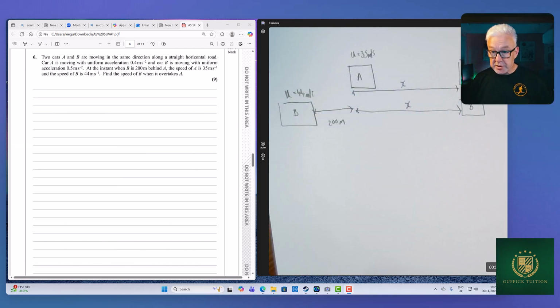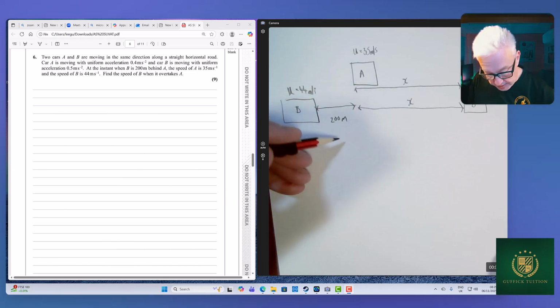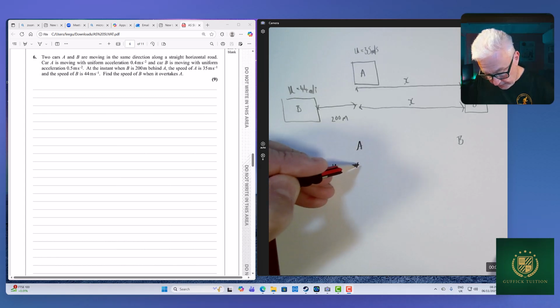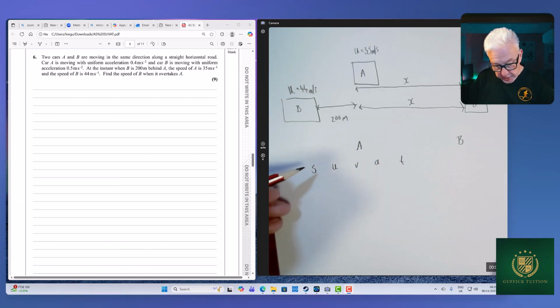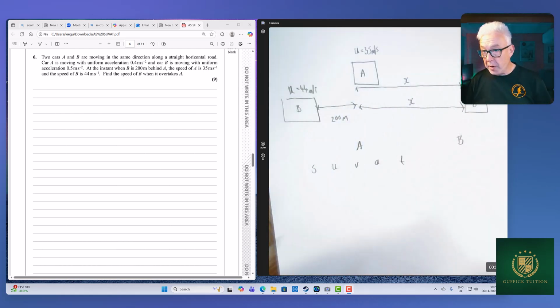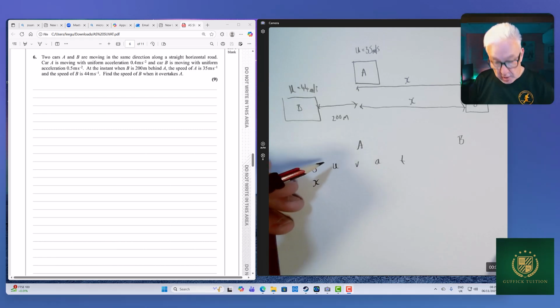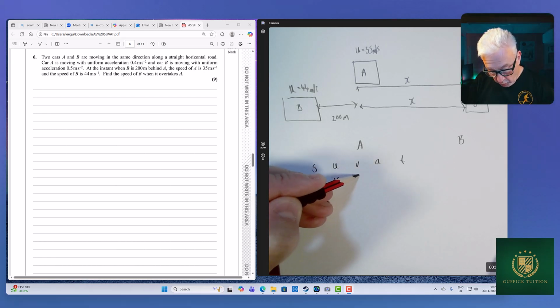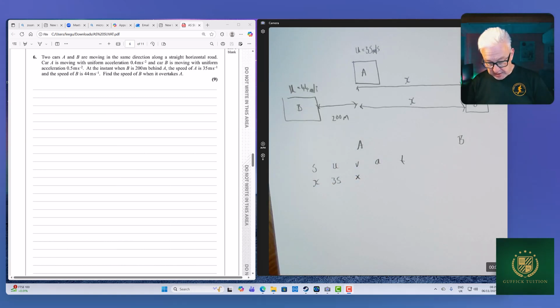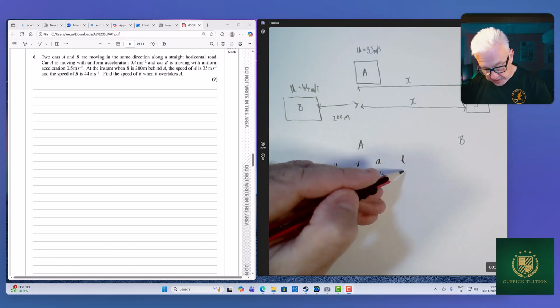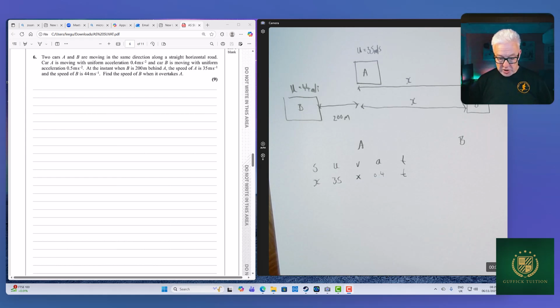Now let's write down SUVATs and think about the two separate cars. First of all, we're going to write down a SUVAT for car A. The distance that A has travelled at the point when A and B are parallel and B overtakes A is X. A's initial speed was 35 meters per second. We're not worried about how fast A is going when B overtakes it. We know that the acceleration of A is 0.4 meters per second squared and it overtakes at time t. That's the information that we've got for A.